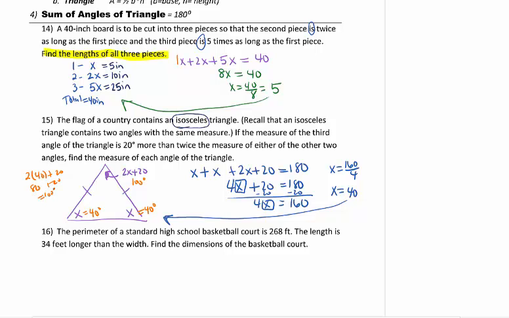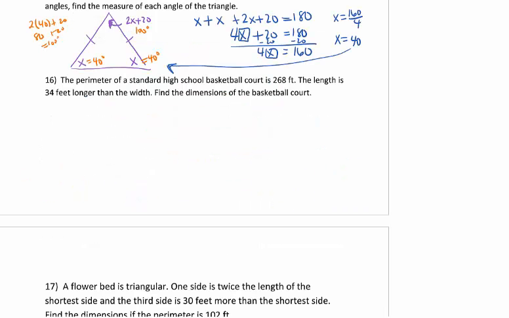Those should add up to 180 as my double check. Going to number 16, we have a perimeter problem. I'm going to do this slightly different than she does. I actually think it's easier to look at your picture and start off.